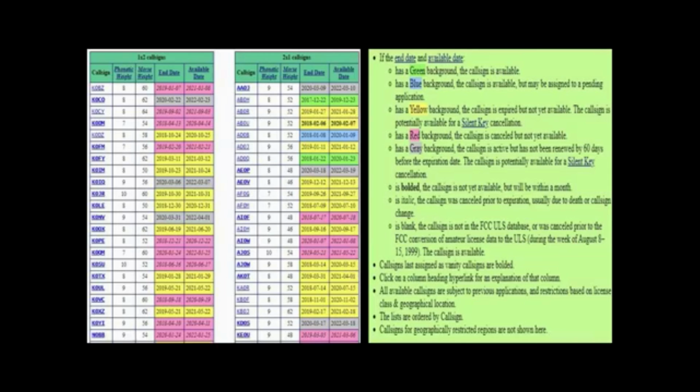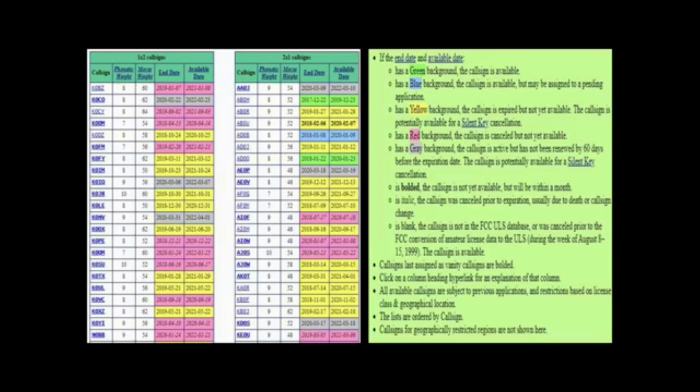All right, so this is an example of AE7Q.com, what it looks like on the website. So you go on here and it tells you all the 1x2 and 2x1 call signs that are either available or coming available in a particular call area. It doesn't just list all the call signs. If they're active and not expired, then they're not going to be on here. But if they expire, that kind of thing, they'll be on here. The red ones are canceled, not yet available, but it shows is active but has not been renewed. And green is the call sign is available.